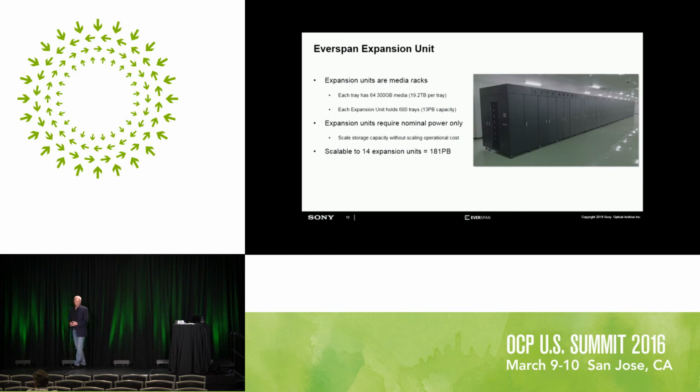So in this picture, you see a full configuration of the Everspan product. On the left-hand side, you see the base unit with the drives, and then the system can grow in the row design, so that the total length of this system is up to 55 feet. And that is then a 181 petabyte configuration.